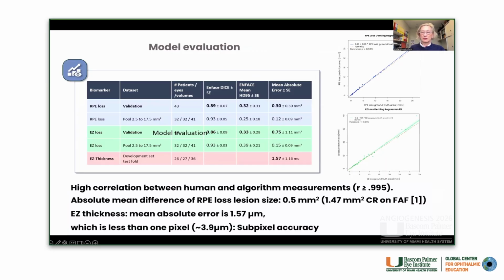Model evaluation is shown here. So we obviously found a high correlation between human and algorithm measurements at a level of 0.995. The absolute mean difference of RPE lesion size was 0.5 square millimeters only, which is significantly below what is seen in autofluorescence. The EZ thickness absolute error was particularly small, 1.57 microns, which is less than 1 pixel. This is why we refer to this accuracy as subpixel accuracy.